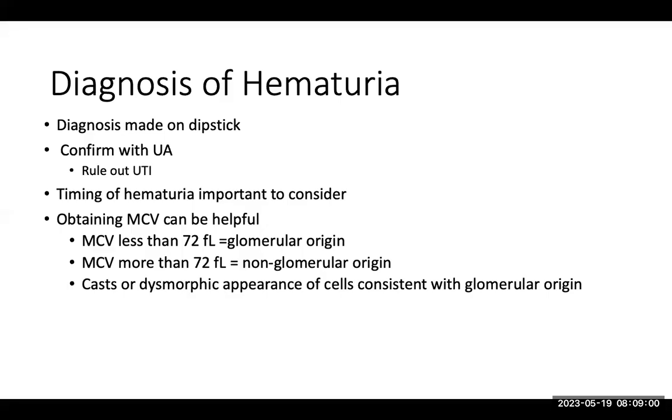If you do want to do a further workup, obtaining a CBC can be helpful, because looking at the MCV can determine whether or not it's glomerular, given the concern for renal pathology. You can also look at the RBC morphology at that point in time. And then you want to further look at the UA to look for any casts and dysmorphic appearances of the red cells, which also indicate glomerular origin.